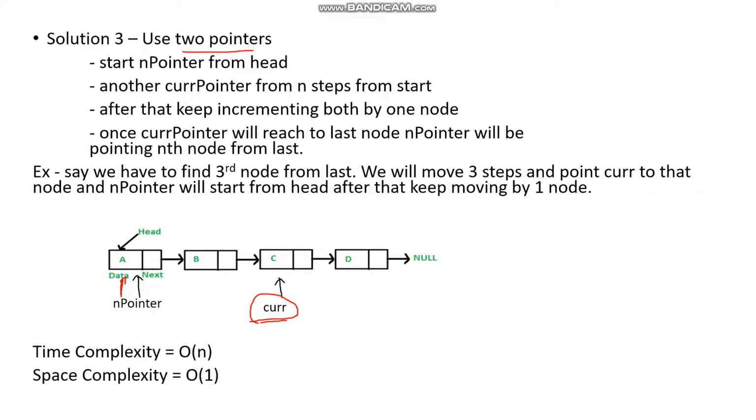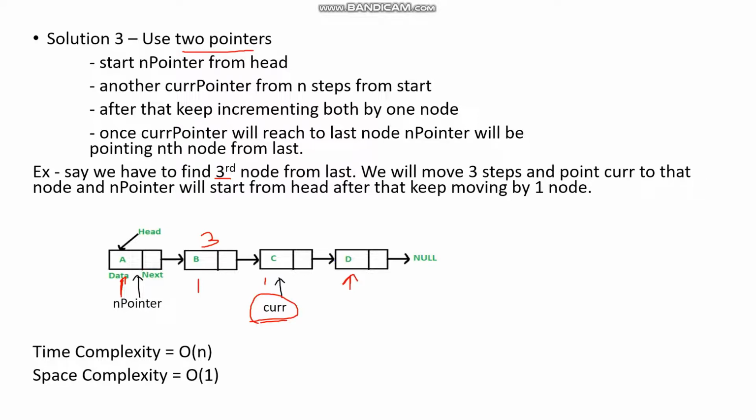Say we have to find out the third node from the last, so that will be first, second and third node. This is the third node from the last. So initially both our pointers will be pointing to head, and then we will be moving one of the pointers, that is the current pointer, three steps, so that it will be pointing to first, second and third. So it will be pointing to the last node, and then we will be moving both our pointers by one step.